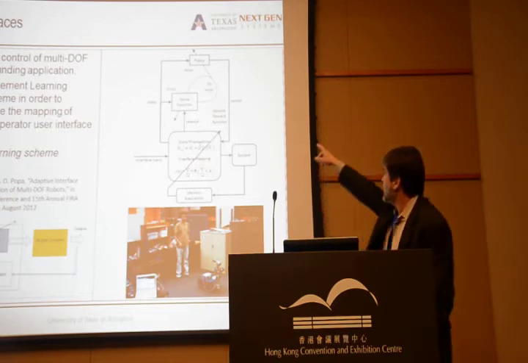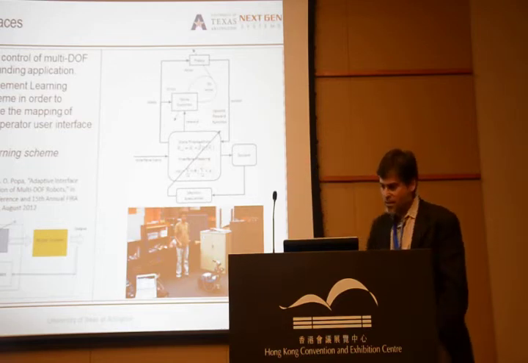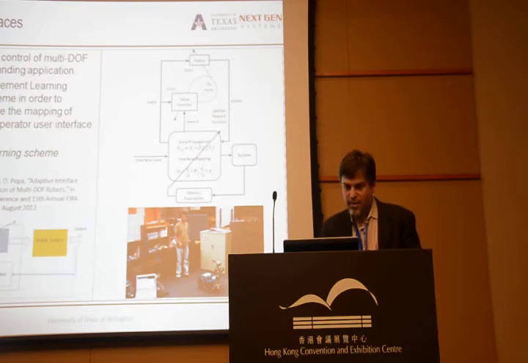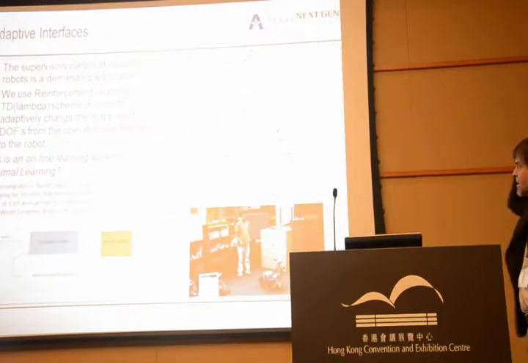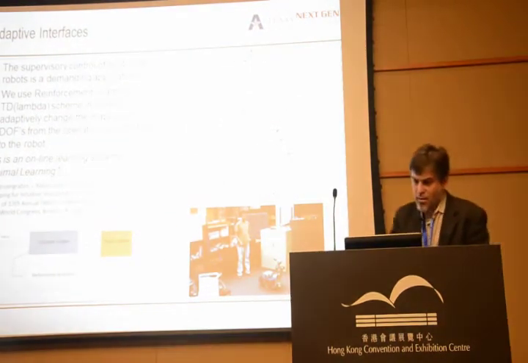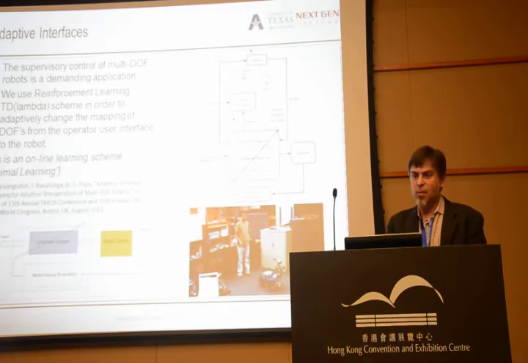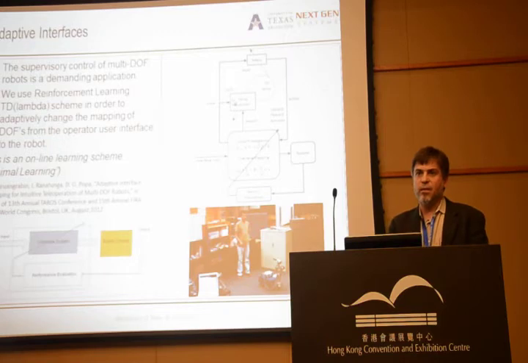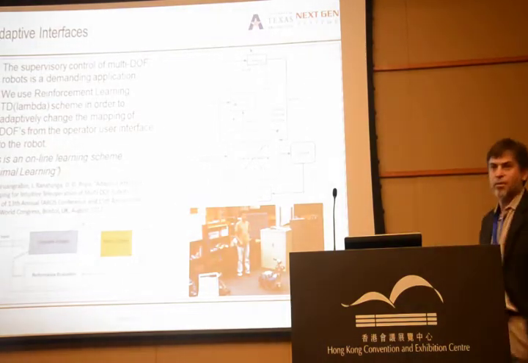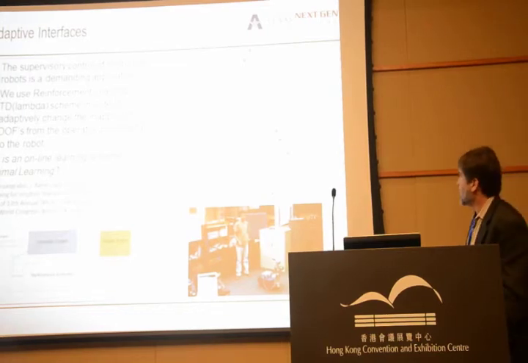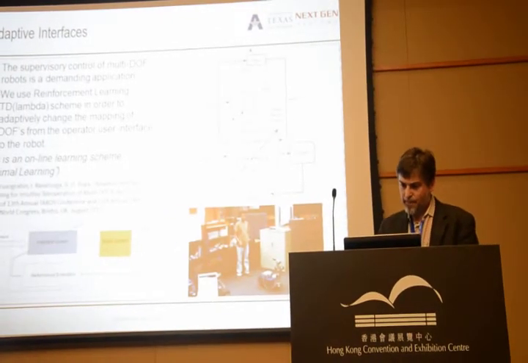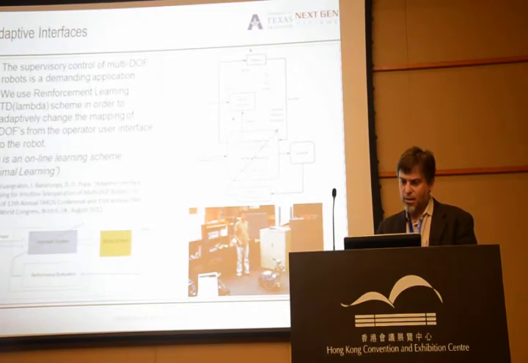In the case of the interface, here's how we look at it. This is a scheme called TD Lambda, Temporal Difference Learning. It's been around for about 20 years. You have a policy, an actor, typically the robot. You have a certain control policy which is changed by a critic. The critic evaluates whether the behavior is positive, whether the cost function is minimized, and you have a bunch of rewards. Typically, the learning has occurred in the past through this policy.